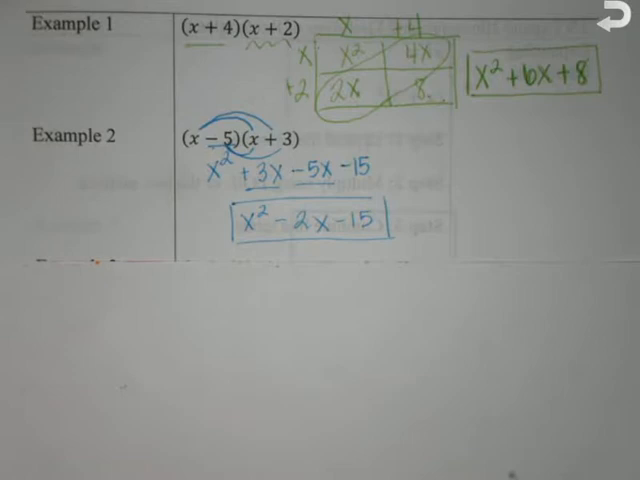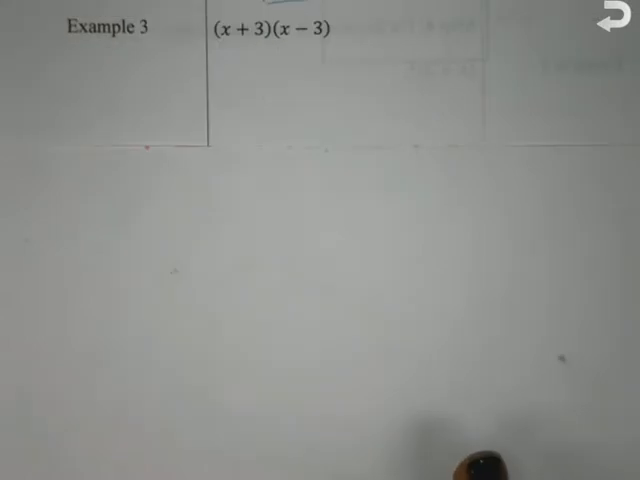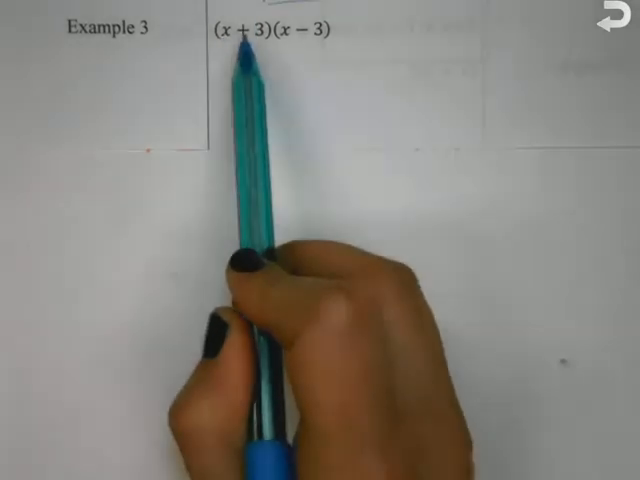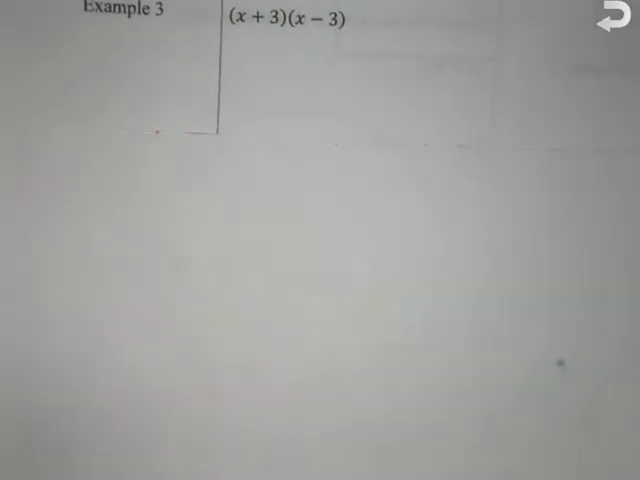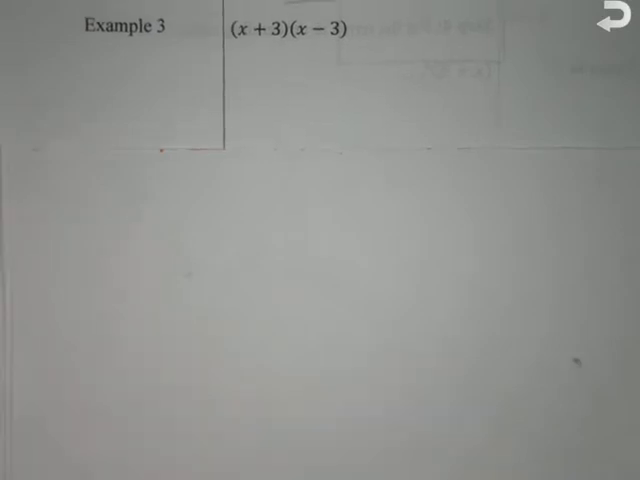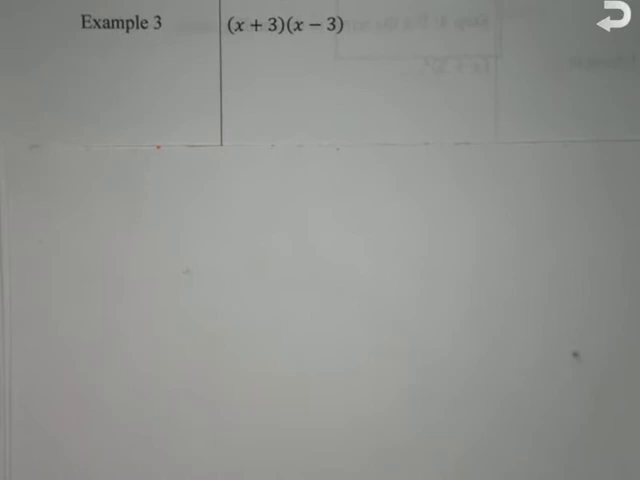All right, here's what I want all of you to do. Example 3, x plus 3 times x minus 3. I want you to pick your method, box or FOIL, and start the problem. I'm going to give you about 90 seconds, and then I'm going to stop you. How many of you set it up using the box method? How many of you started using FOIL?